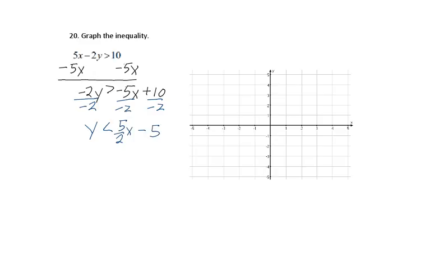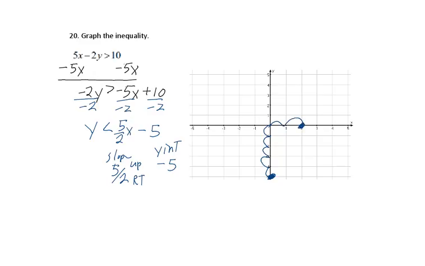So, judging by this, I see that the slope is 5 over 2, and the y-intercept is negative 5. So for the first step, let's put a point at y equals negative 5, which is down here. 5 over 2 means 5 up and 2 to the right. So 5 up: 1, 2, 3, 4, 5. 2 right: 1, 2.